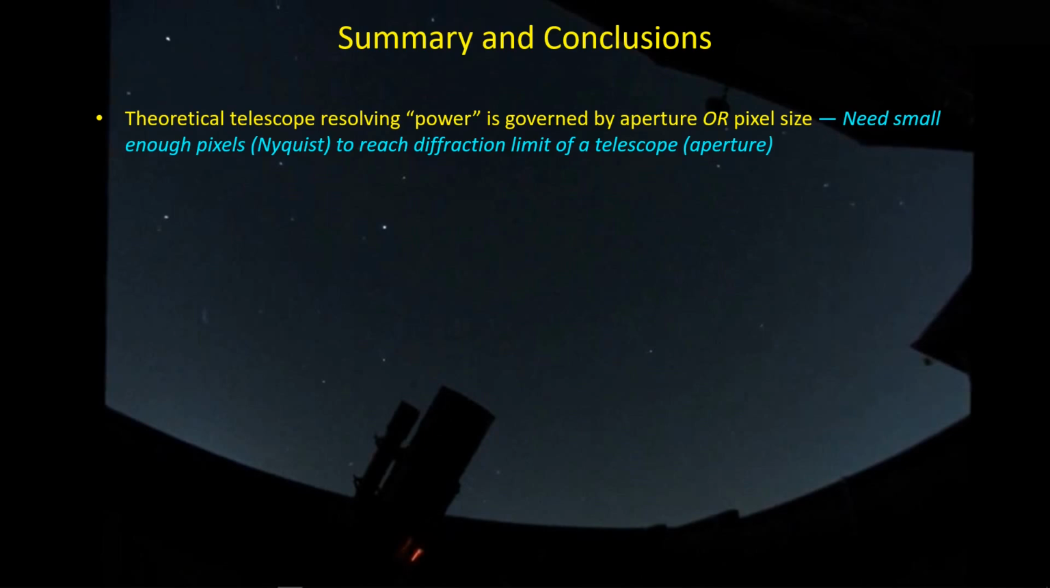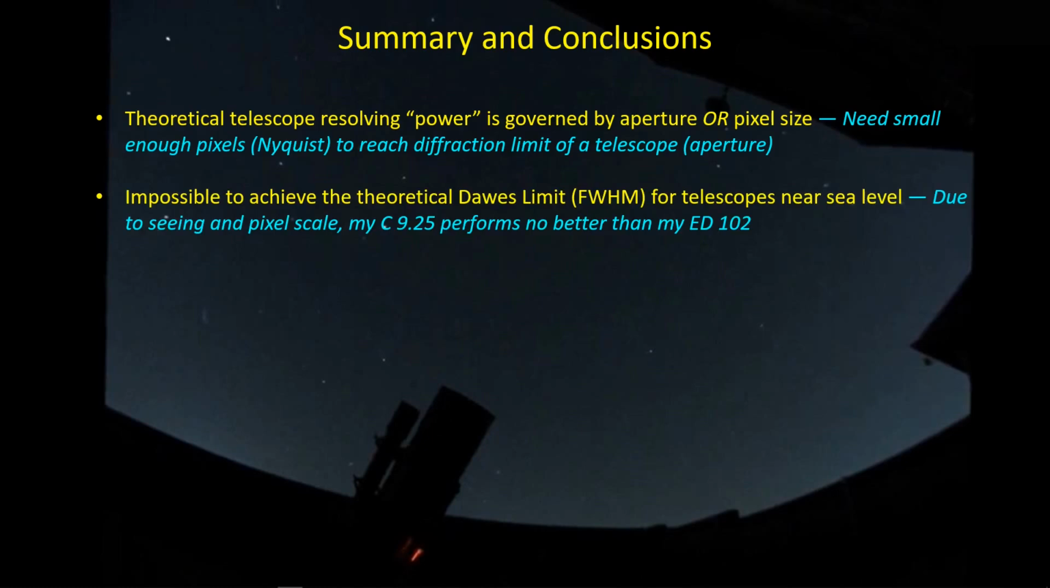The theoretical resolving power of a telescope is governed by the aperture, and because we're astrophotographers, it's also governed by pixel size. So whichever number gives you the worst number is the one you have to go with. You need small enough pixels, according to Nyquist, to reach the diffraction limit of the telescope, which is governed by aperture. It's impossible to achieve the theoretical Dawes limit, or full width at half maximum, reported for telescopes near sea level. Thanks to seeing and pixel scale, my high-resolution SCT is performing no better than my ED102 refractor.